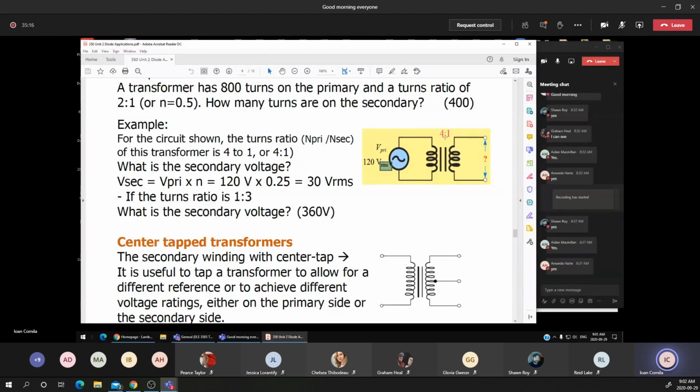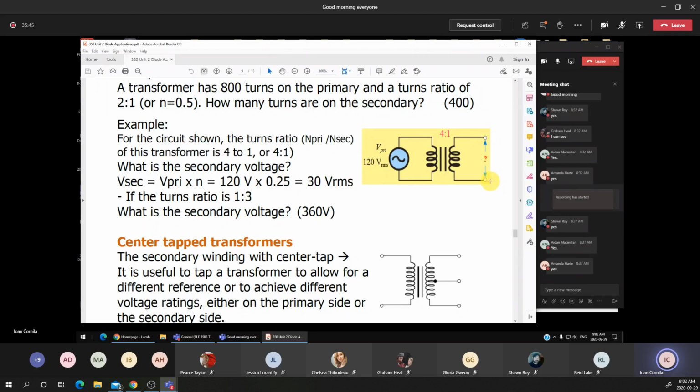Multiplying the input voltage of 120 volts with the turn ratio 1/4, which is 0.25, makes the output voltage, or the voltage in the secondary winding, 30 volts, but that's the RMS. I'm using the RMS input voltage, so the secondary voltage will be in RMS. I mentioned that from the beginning of this course.